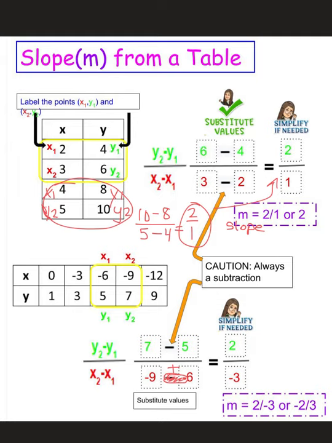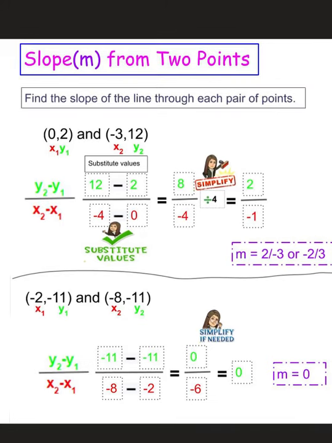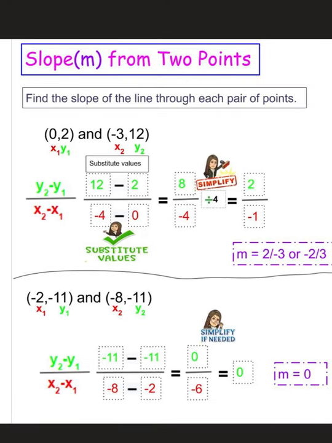So it does not matter which 2 points you use, in the end, your final simplified answer will come out to be the same slope. And the reason for that is because all of these points are on the same line. So the line is going to have the same slope no matter where you're at. Okay, so now what do we do if we have slope from 2 points? Well, basically the same thing as tables. Just instead of the XY values being in a table, they're just listed out for you.